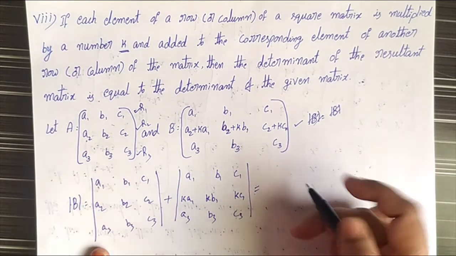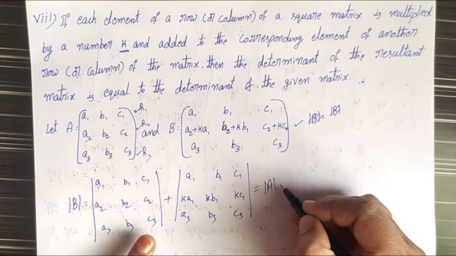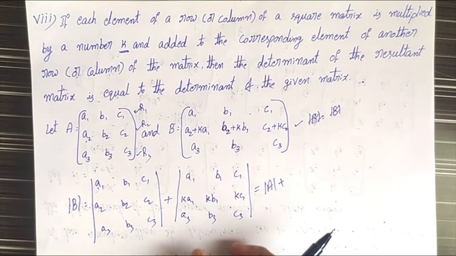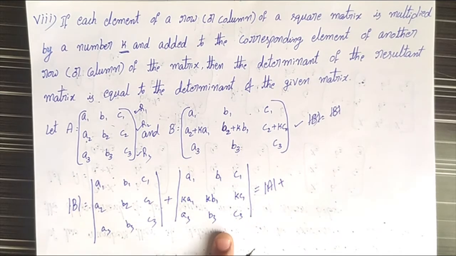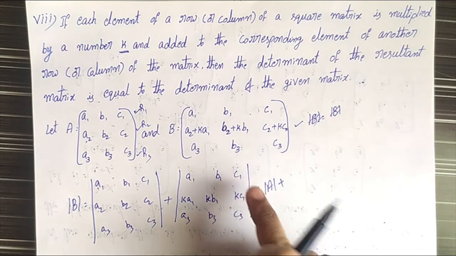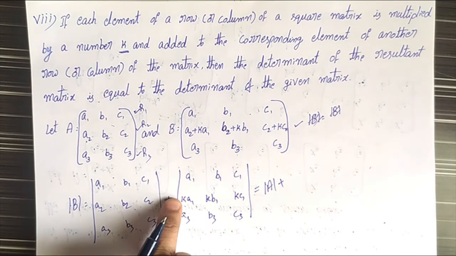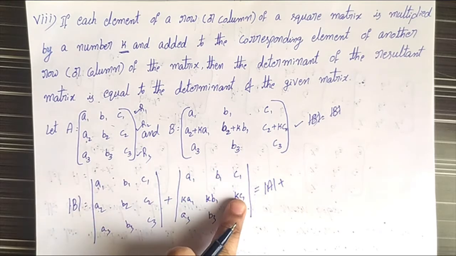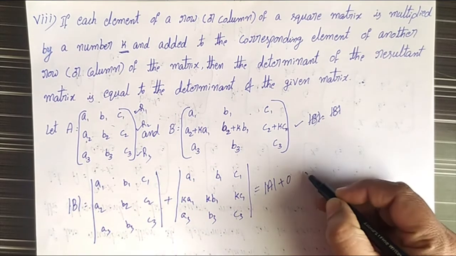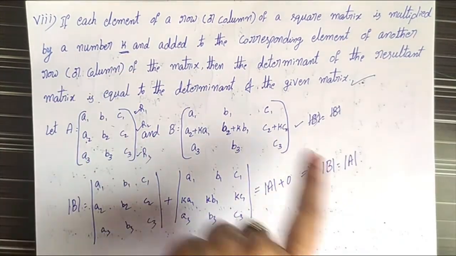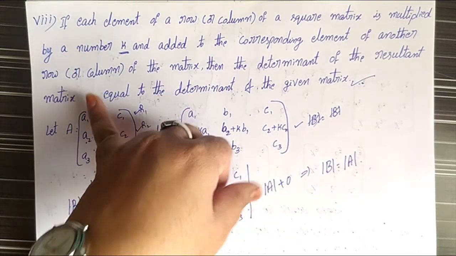determinant A plus, by using property 6, this matrix determinant is equal to 0, because if any two rows or any two columns of a matrix are in the same ratio, then that matrix determinant is equal to 0. By using that property, in this the first row and second row are in the same ratio, so this matrix determinant is equal to 0. That means determinant B equal to determinant A. This is the explanation of this property.